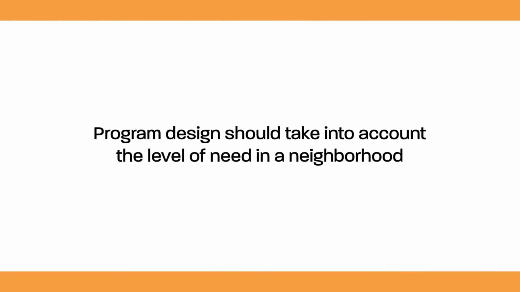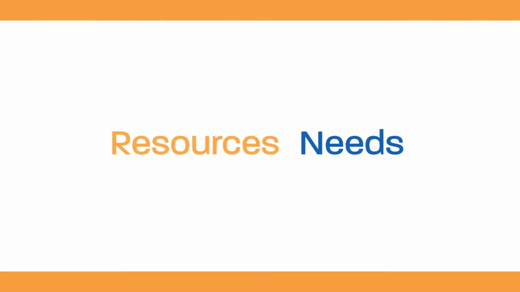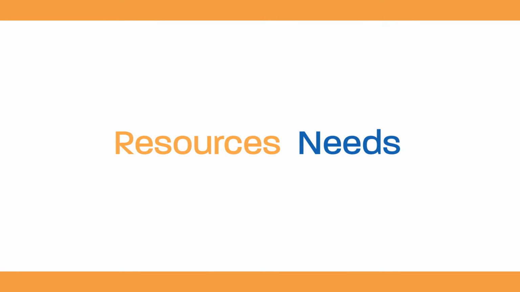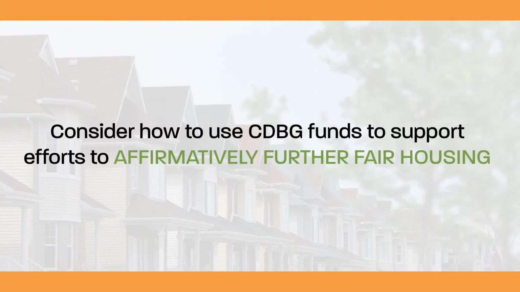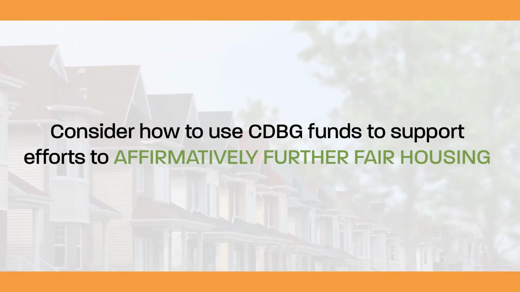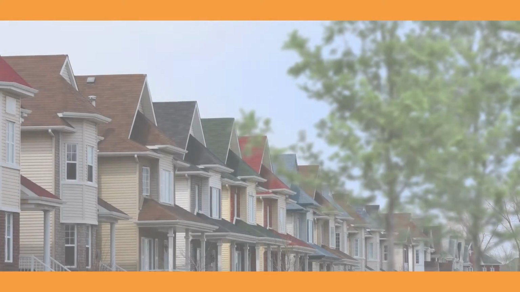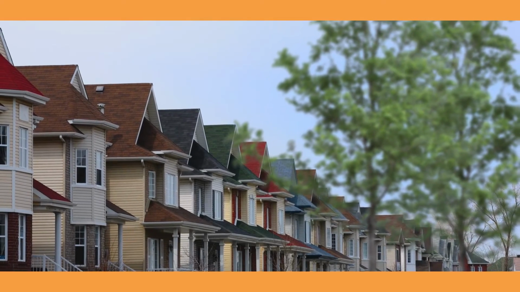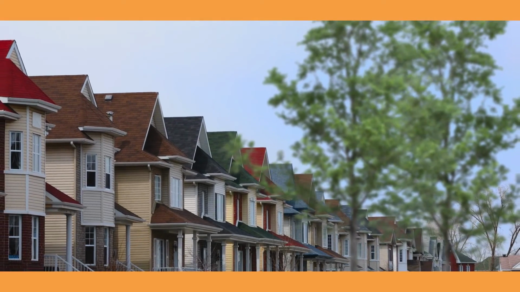Program design should take into account the level of need in a neighborhood. Resources should match the needs of areas with extensive deterioration, or efforts will not achieve critical mass. You should also consider how you can use CDBG funds to support efforts to affirmatively further fair housing. This may mean investing CDBG funds to provide affordable, accessible housing in high-opportunity areas.